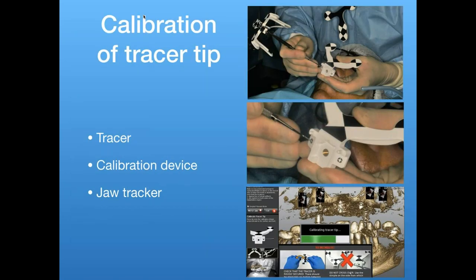So we go now through the usual steps of calibrating the tracer tip, and then calibrating the calibration device and the jaw tracker.